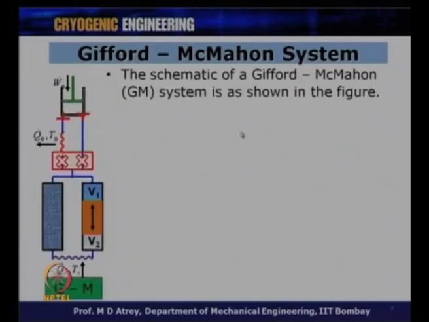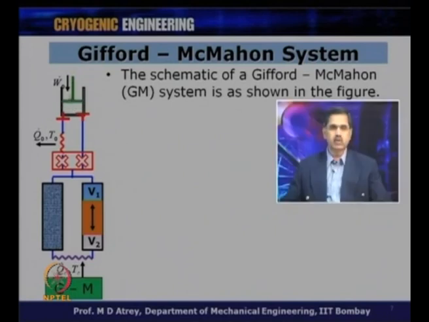So, how does this look? A schematic of a GM cryocooler looks like this. We had talked about this earlier. So, we got a piston here which is oscillating, and the piston will generate high pressure and low pressure.